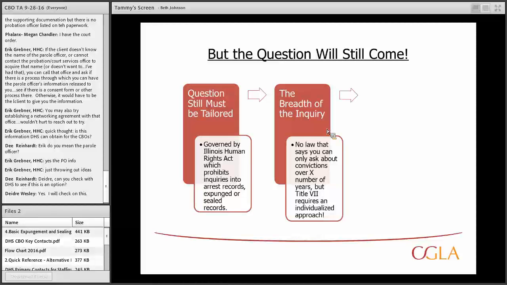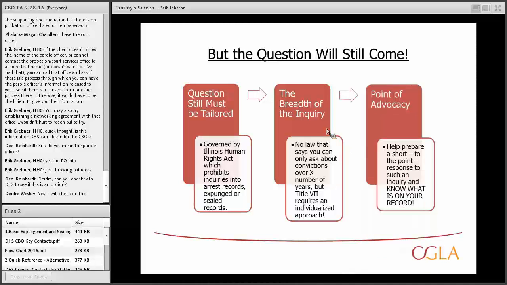Title VII of the Civil Rights Act requires employers to do individual analyses in terms of looking at people. Doesn't always happen. And this is a point of advocacy. This is where you can help prepare a short, to-the-point response to the question about a conviction. Because even though they don't ask on the application, it's going to come down the road. Having someone be able to give a clear, direct response to, so do you have a background at all?